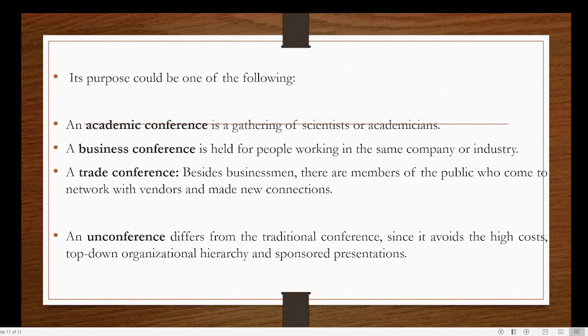Then we have different types of conferences. We have academic conferences for academic purposes, business conferences for business networking, and trade conferences for the people who are involved in trade. Then the unconference differs from the traditional conference since it avoids high cost and a top-down, highly organized format. The unconference is a new term. Actually, it is also a conference. Normally, in a conference there will be a formal setup, because most of the time conferences take place in some convention center or five-star hotel, so a lot of expenses are involved.